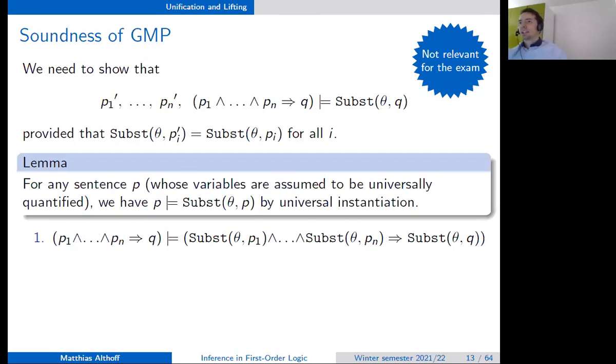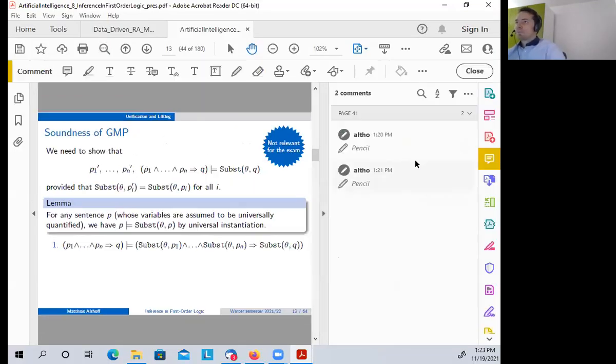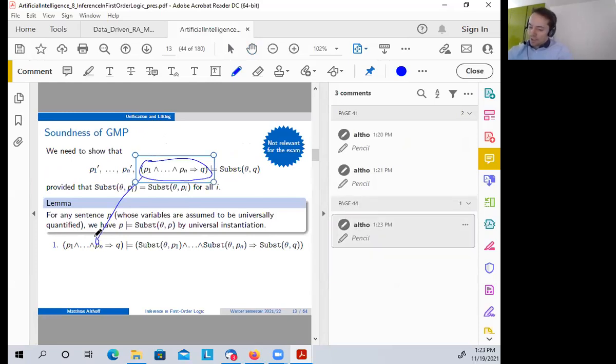Maybe I use again the pen. Maybe then it's a little bit easier. So basically, we are using this implication here. And now every variable is replaced using the substitution. So this doesn't hurt. And that is okay because of this rule. So replacement doesn't change anything.